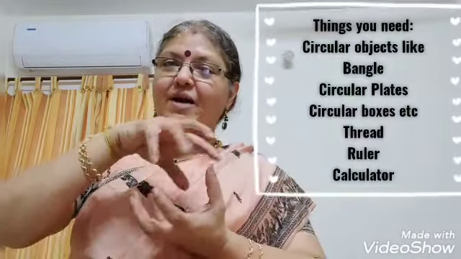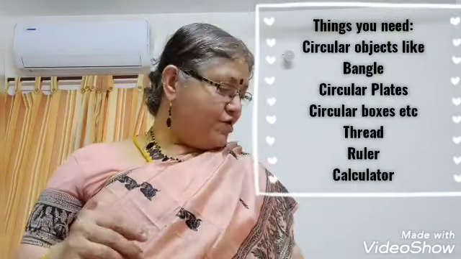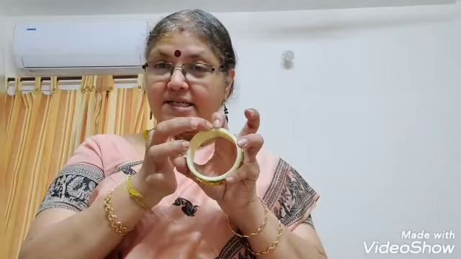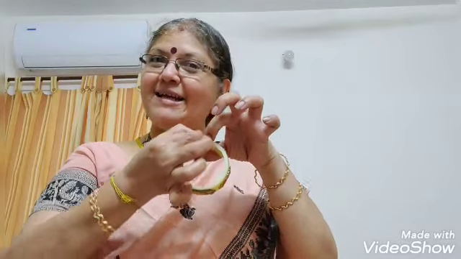Take out some circular objects. You could find something like a bangle, or a circular box with the lid taken off, or a plate which you have at home. Here I have a few objects: a bangle which is slightly smaller, another which seems a little bigger, a few plates, and a medium sized plate. All you have to do is take a thread, hold it tightly at one end, and take it all around until you reach the beginning point. Hold it tightly there, take it out and keep it on a ruler.